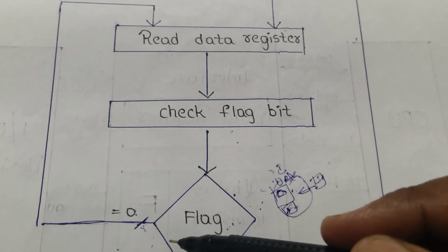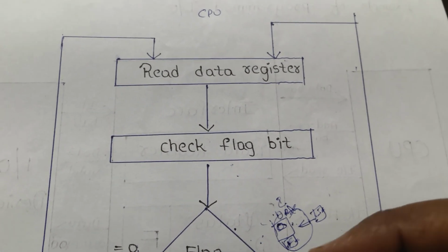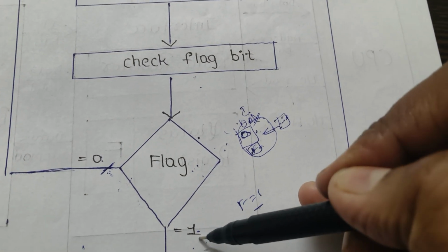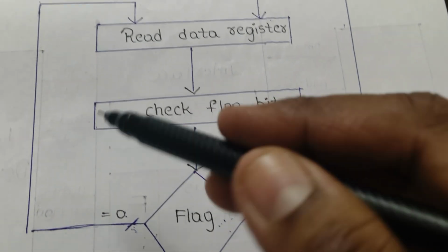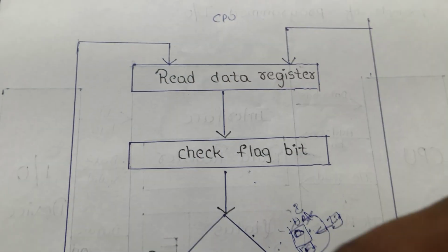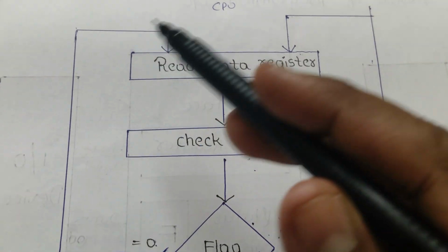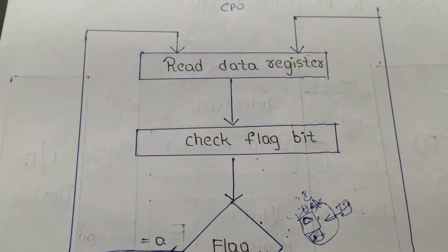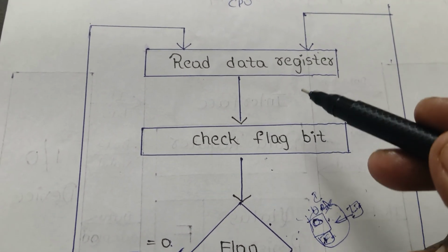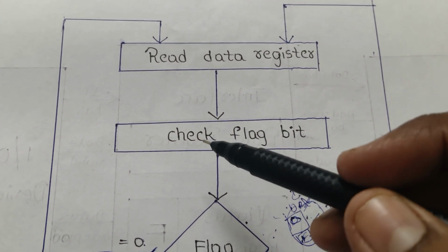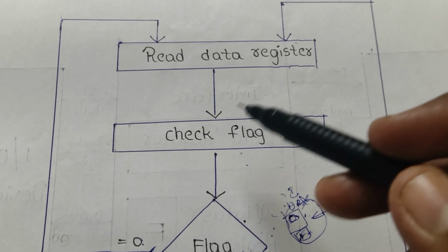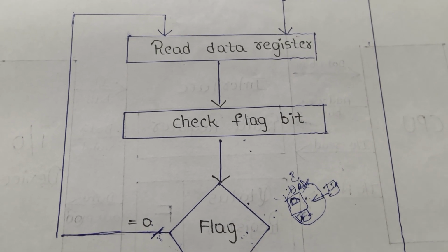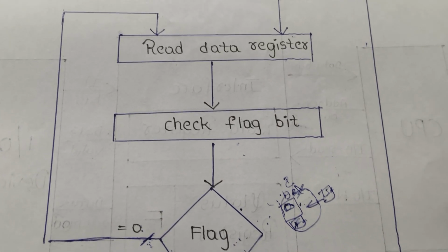So this is the main drawback of programmed IO. Until the flag bit value is 1, only then will it execute that program. If it is 0, the CPU has to wait. The CPU waiting time will increase, so the performance decreases. So this is the drawback of programmed IO. Thank you. So this is the concept of programmed IO.